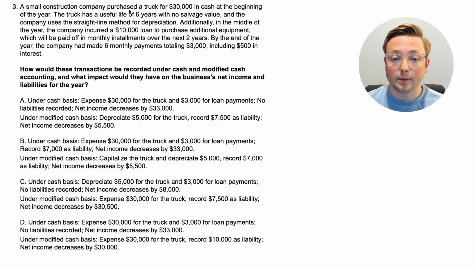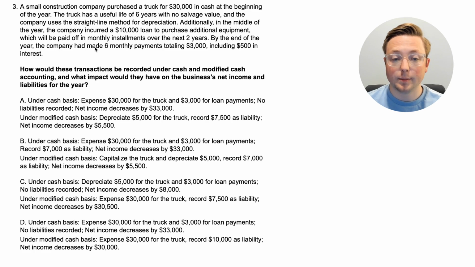A small construction company purchased a truck for $30,000 in cash at the beginning of the year. The truck has a useful life of 6 years with no salvage value, and the company uses the straight line method for depreciation. Additionally, in the middle of the year, the company incurred a $10,000 loan to purchase additional equipment, which will be paid off in monthly installments over the next 2 years.